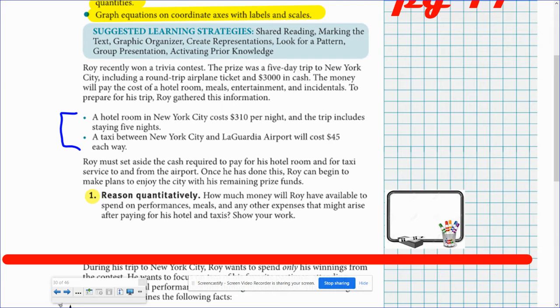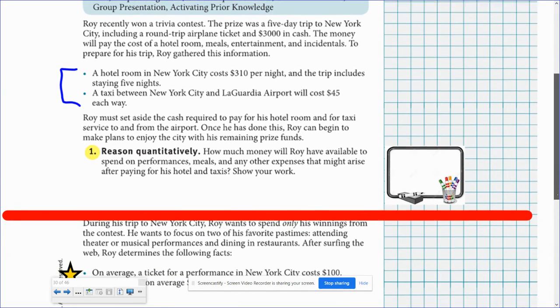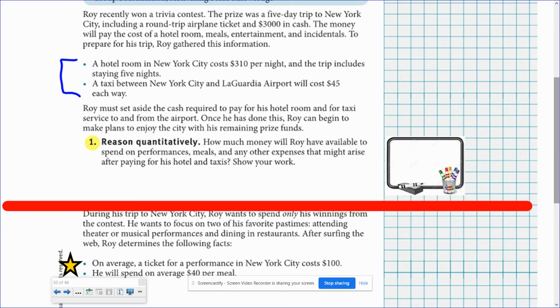So Roy has to set aside the cash to pay for his hotel and for his taxi service to and from the airport. Once he's done, he can begin to make plans to do things with the remaining funds. So all the fun stuff he wants to do, he has to see how much money he has left over. So take a second really quick, figure out how much money Roy will have available to spend on performances, meals, and any other expenses that may arise after paying his hotel and taxi fees.